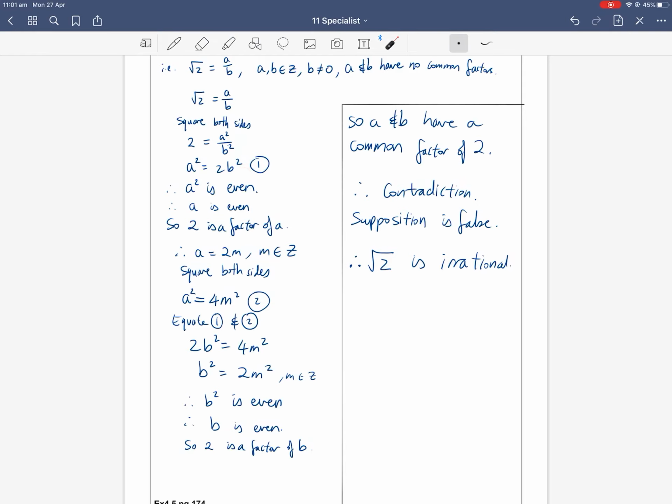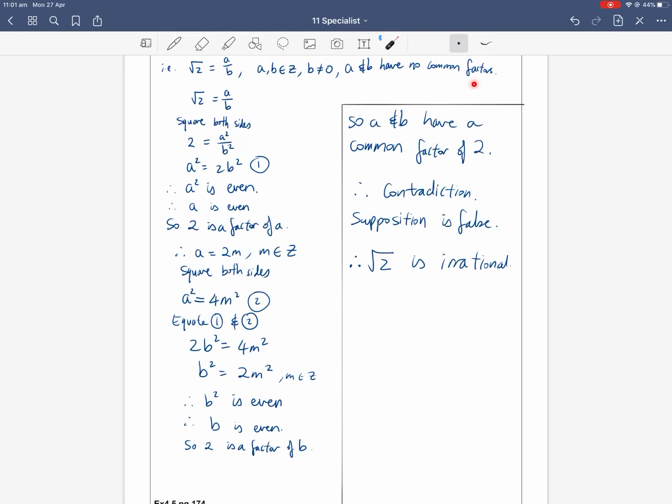If we square both sides of this relationship and equate it to our one from the top, we get that b squared is twice m squared, where m is just some integer, which means b squared is even. So b is even because of the previous proposition relationship we proved, that if a squared is even, then a itself is even. So 2 is a factor of b, which means that both a and b have a common factor of 2.